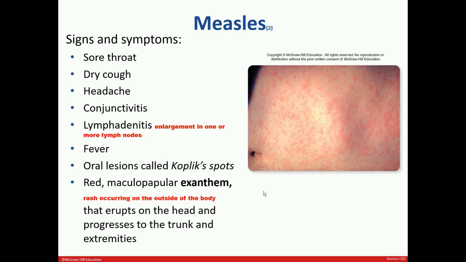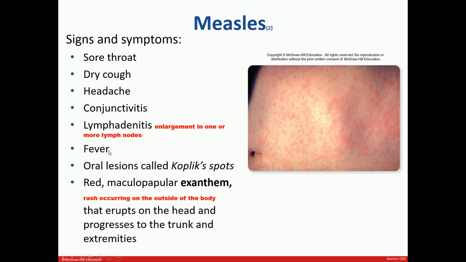And you can see here, these are the symptoms of measles. Dry cough, so people have kind of flu-like symptoms, headache. It also involves conjunctivitis, which is the infection of the eye, lymphadenitis, which is the enlargement in one or more lymph nodes, fever.